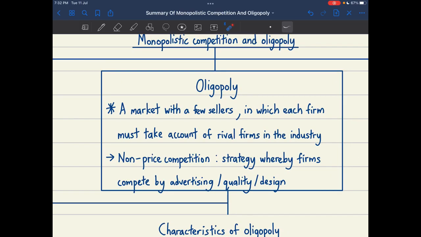Oligopoly is basically a market with a few sellers in which each firm must take account of rival firms. And then the definition here, something that we need to know, is non-price competition. It's basically a strategy whereby firms compete by advertising, quality, and design.